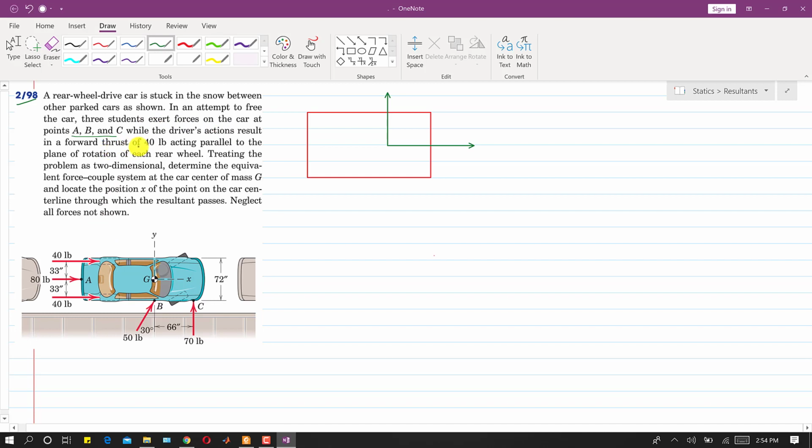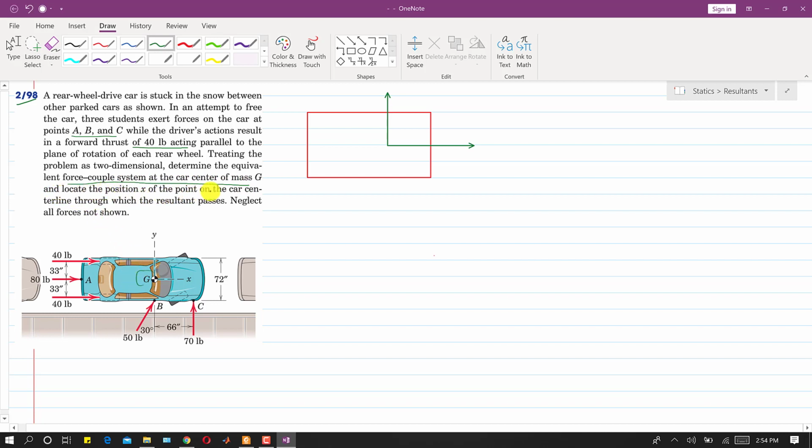While the driver's action results in a forward thrust of 40 pounds. So due to the engine, it is producing 40 pound thrust force at the rear wheels, right? Parallel to the plane of rotation of each rear wheel. So this is parallel. It is said to treat the problem as two-dimensional and determine the equivalent force couple system. So we need to determine the force couple system at the car center of mass. So this is the center of mass, right?